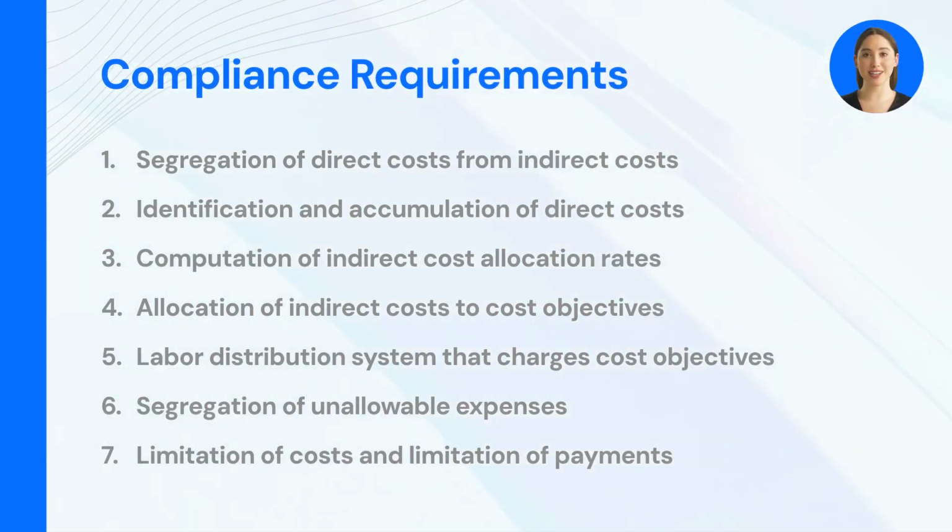GovBooks meets the following 7 compliance and audit requirements. Number 1. The segregation of direct costs from indirect costs. Second, the identification and accumulation of direct costs. Third, the computation of indirect cost allocation rates. Fourth, the allocation of indirect costs to cost objectives. Fifth, a labor distribution system that charges cost objectives. Sixth, the segregation of unallowable expenses. And finally, number 7, the limitation of costs and the limitation of payments.